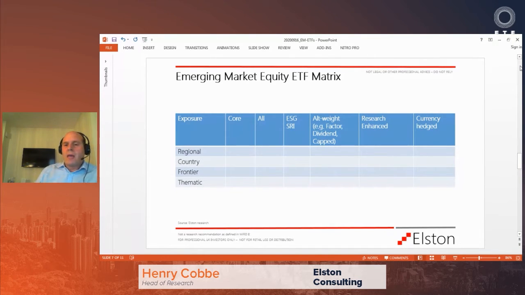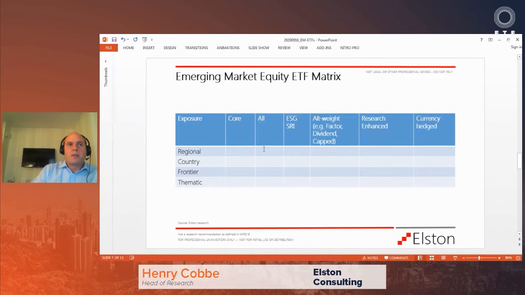But what I thought would be helpful to share is how we would structure that matrix, and also where the providers sit in that matrix. So this is kind of core to what we do. If you imagine the bulk of the ETFs out there are regional or country specific and are typically core exposure or all exposure. So core exposure, things like the IMI index, where it's an investable index.